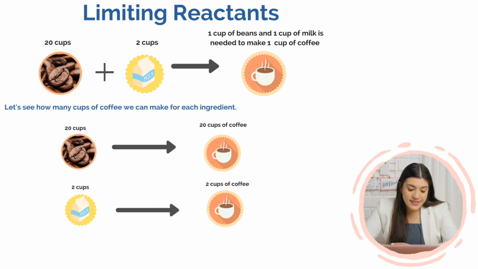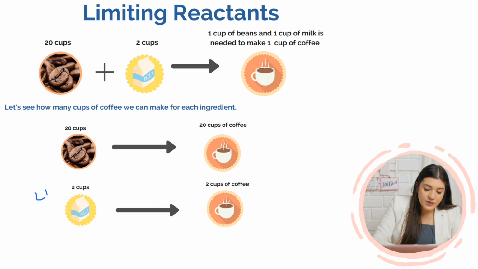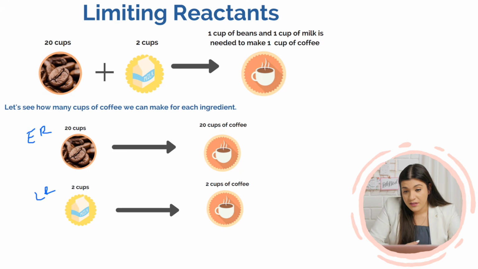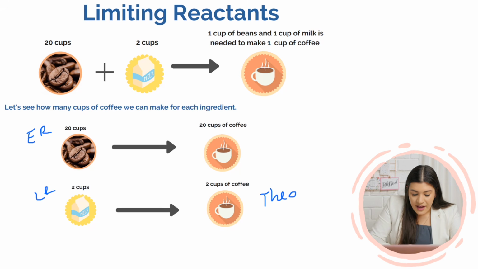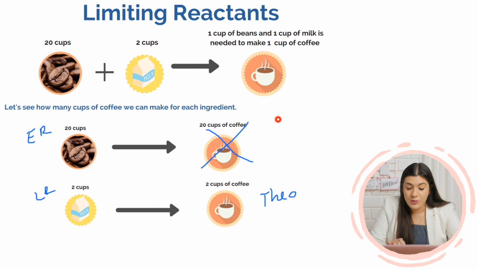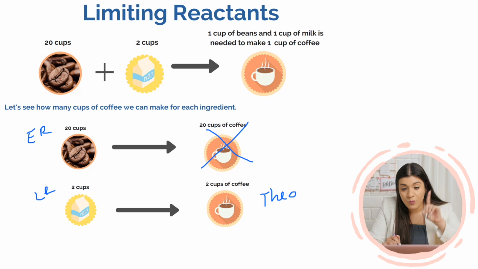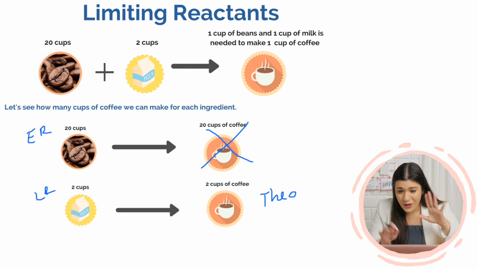Cool. So for this example, our limiting reactant would have been the milk. Our excess reactant, which I'm going to call ER, would have been the cups of beans. And then our theoretical yield, I'm going to call it Theo, is the 2 cups of coffee because that's whatever our limiting reactant produced. This 20 cups of coffee is irrelevant, all right? The reason it's irrelevant is because we don't have enough cups of milk to be able to produce this. We'll go into this further, but I just want you to know that there's only going to be one possible answer for grams of your product, all right? And we'll get to that.